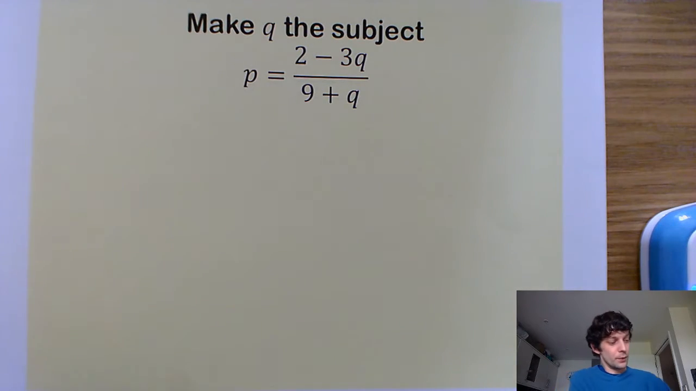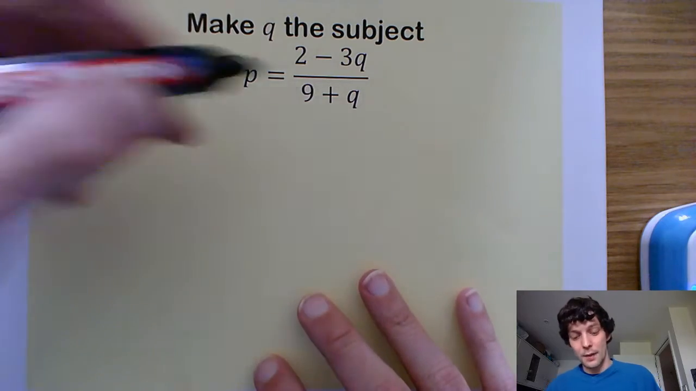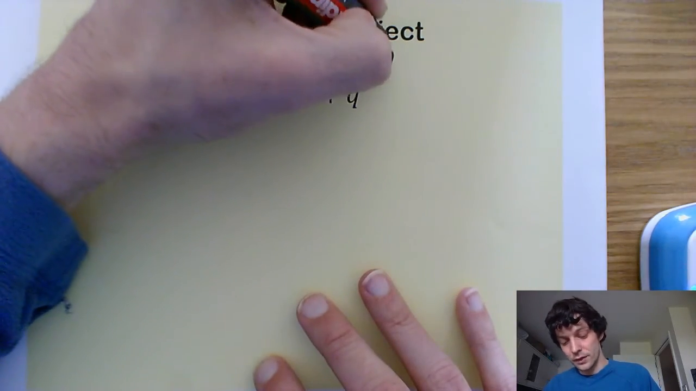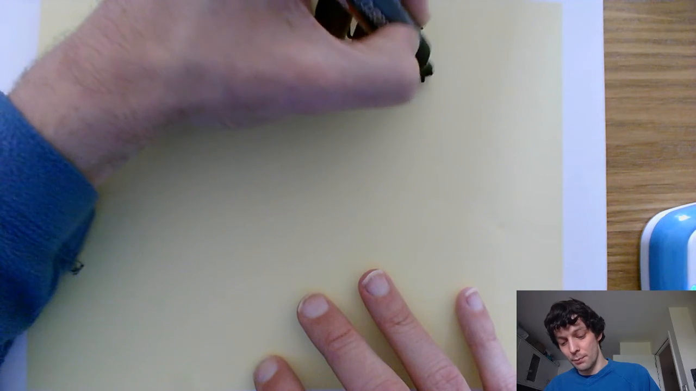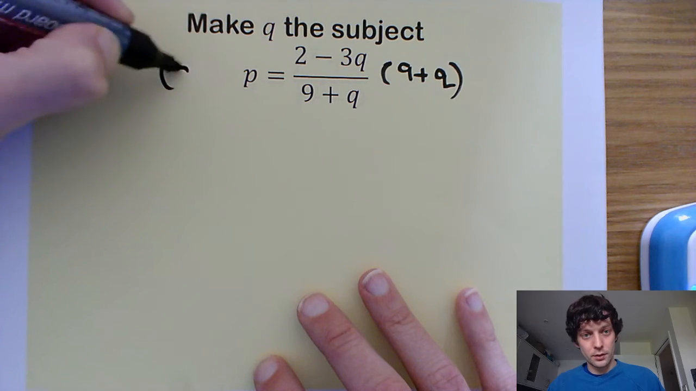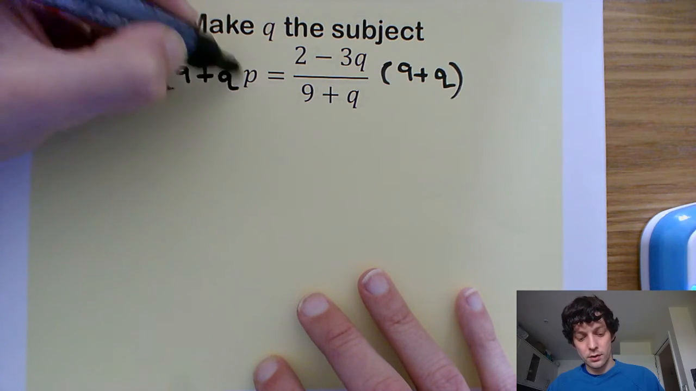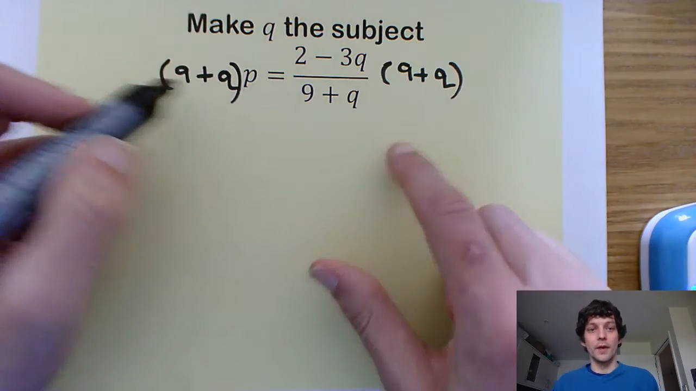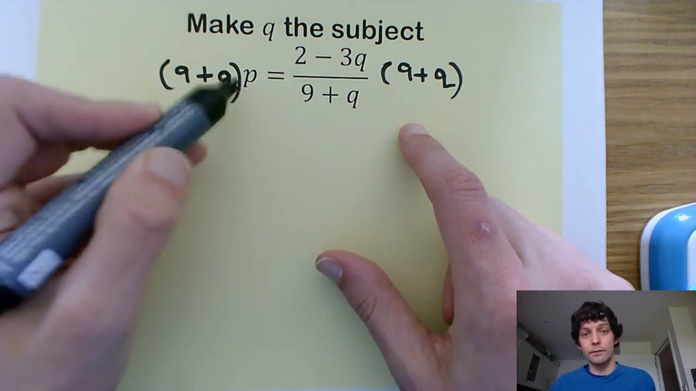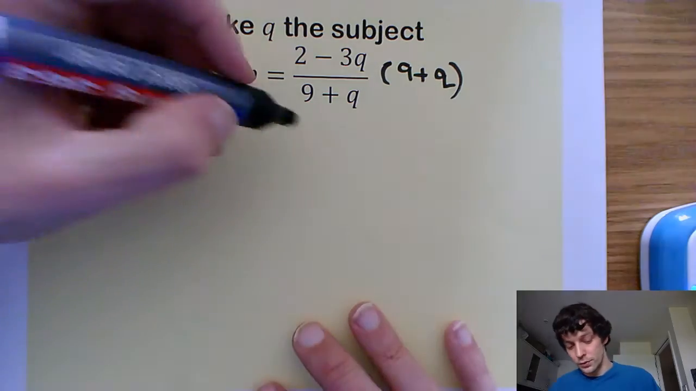Okay. Hopefully if you pause the video and you did that, what you came up with is that I don't like this fraction here, I want to get rid of this fraction. So I'll multiply both sides by 9 plus q. Okay, and I'm putting that in brackets because I want to multiply both sides by the 9 and the plus q, not just by one of those terms.